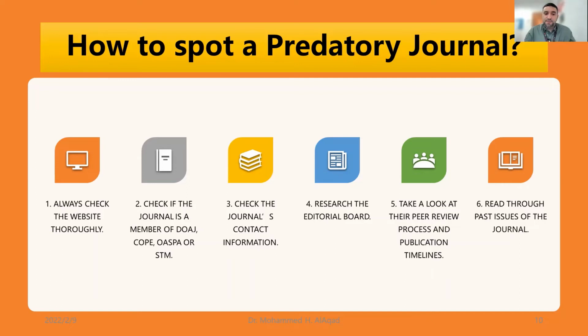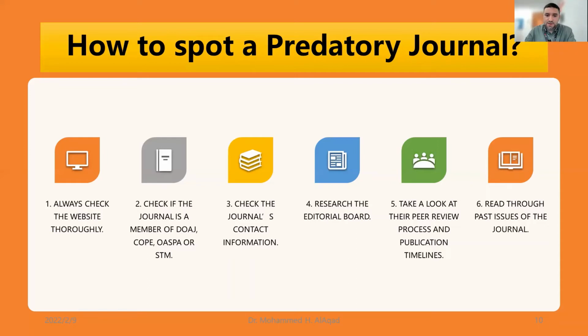Okay, number two, check if the journal is a member of DOAJ, COPE, OASPA, or STM. So check if they advertise membership to the Directory of Open Access Journals, Committee on Publication Ethics, Open Access Scholarly Publishers Association, or International Association of Scientific, Technical, and Medical Publishers, STM. Check their membership on the relevant website. These associations are all reputable associations that normally vet their members for adherence to publishing standards. If you're in doubt, you can send an email to the organization and ask them whether this journal is among their membership or not. And I'm sure they will reply to you faster.